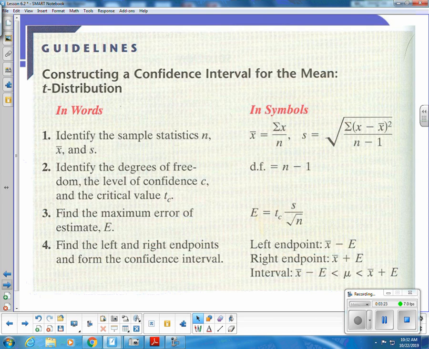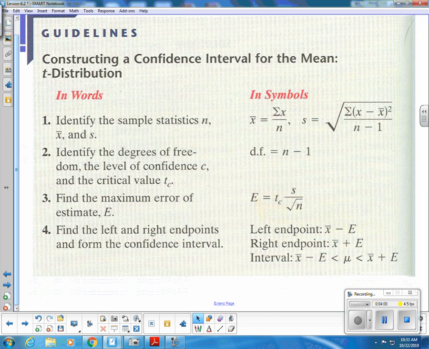So here are your guidelines. First thing, you want to identify your n, your sample size, your mean, and your sample standard deviation. If you are given a chart, remember how you have to find your sample standard deviation. Take each value, subtract the mean, square them, add them all up, divide by n minus 1 because it's a sample, and then take the square root. That's your sample standard deviation. You have to remember how to do that from an earlier chapter. Identify your degrees of freedom. It's always n minus 1. Find your error. And then again, you're going to add and subtract that from your mean and find your left and right endpoints. So you have your steps.